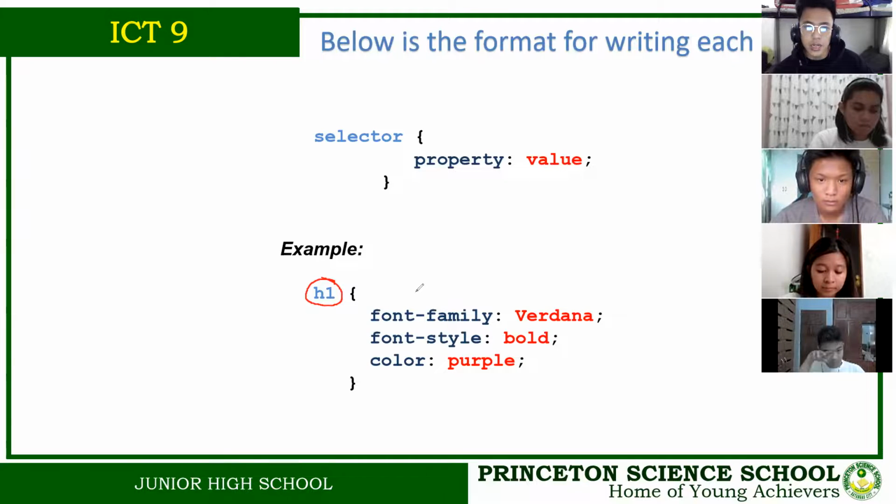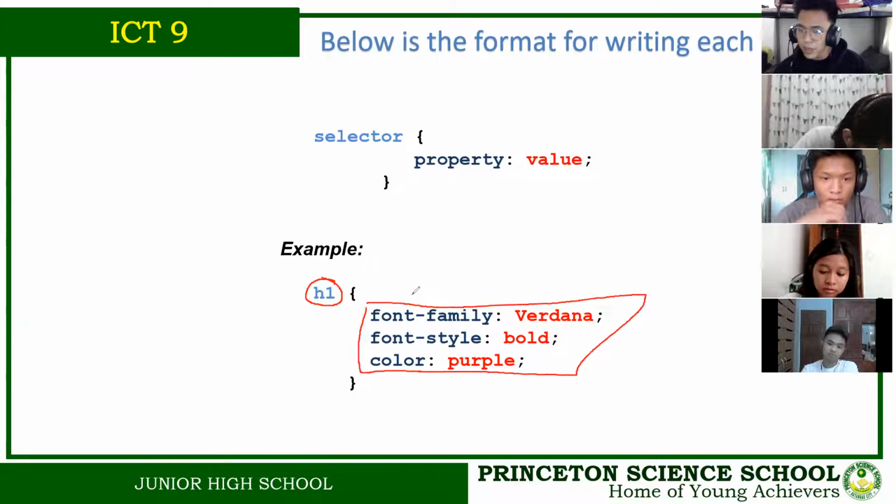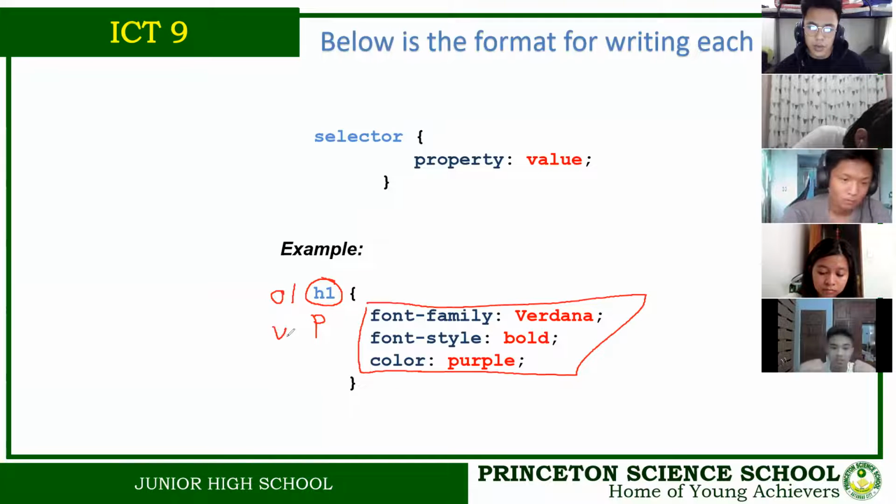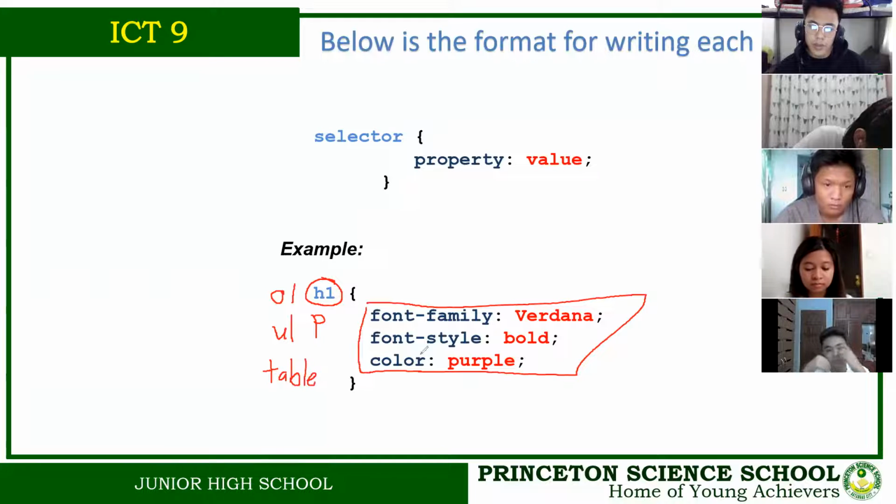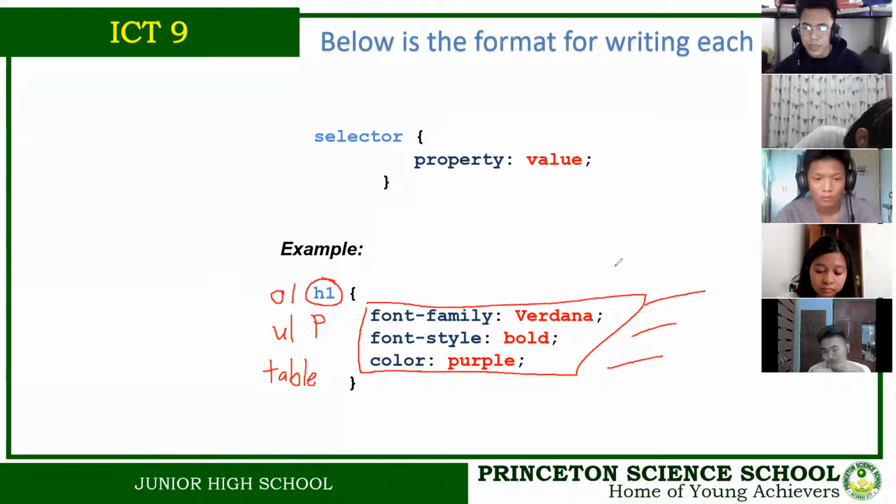Okay, so teacher, why is it called the selector? Because it is the one selecting which tag or HTML element will have this particular attribute or property applied to it. Okay, so this can be OL or P or UL or table, as long as it is a tag where we can apply these properties. Okay, so is that clear?